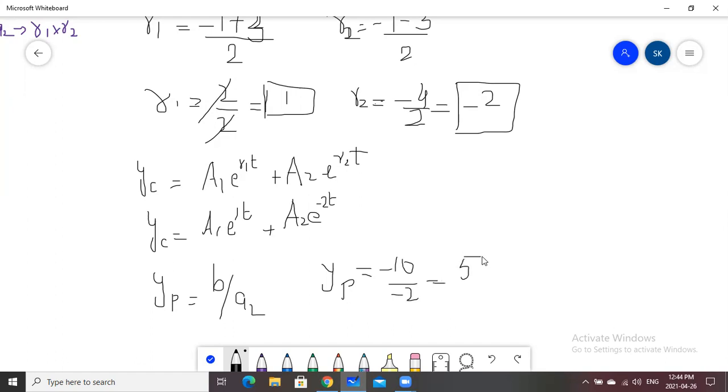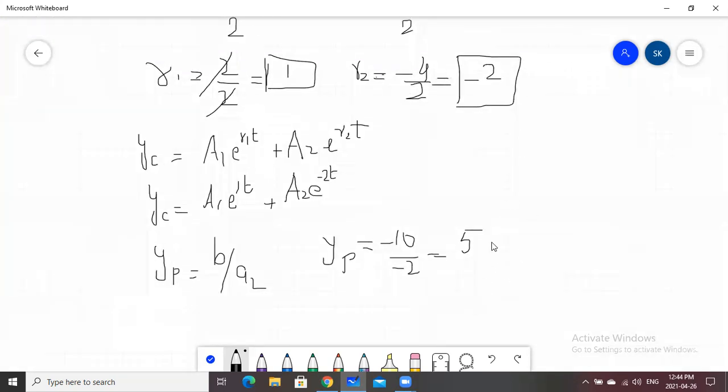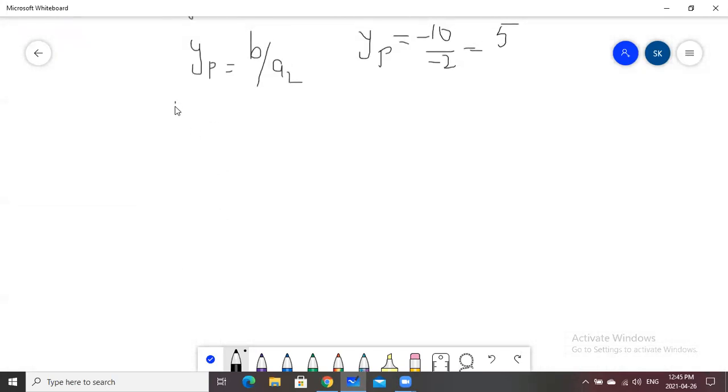y is equal to yc plus yp. Therefore, if we want to study the time path for this equation, we get y is equal to a1 e raised to power 1t plus a2 e raised to power minus 2t plus 5.